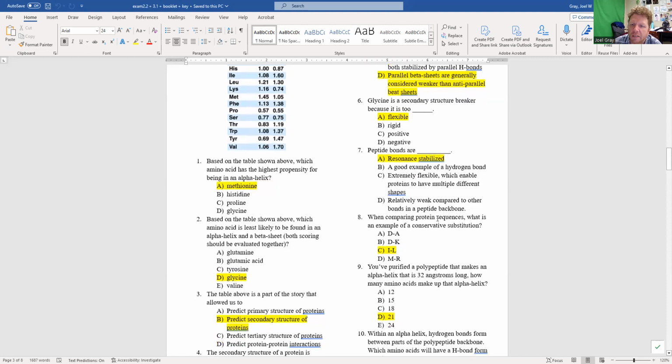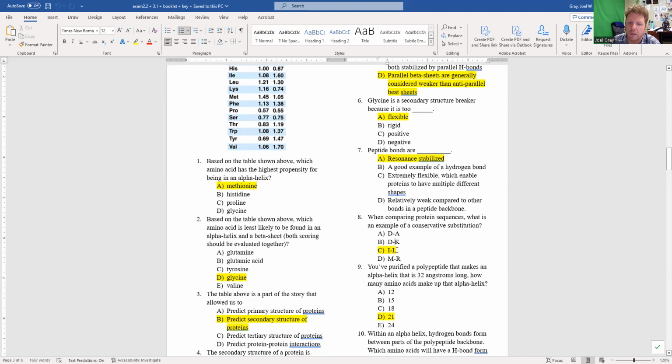Number 8, when comparing protein sequences, what is an example of a conservative substitution? A conservative substitution is a residue of one class going to something that is within that same grouping. So answer option A, aspartic acid is a polar residue and alanine is a nonpolar residue. Aspartic acid and lysine, well, those are both polar residues, but one's polar negative, one's polar positive. So I would say that is not really a great example of a conservative substitution. They're close, but let's see if there's a better answer.